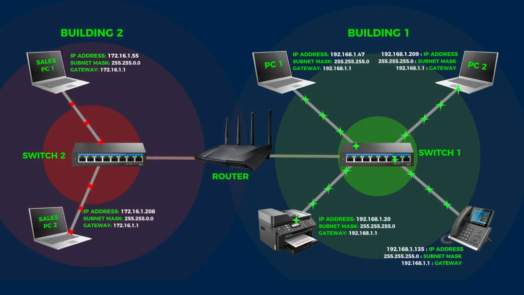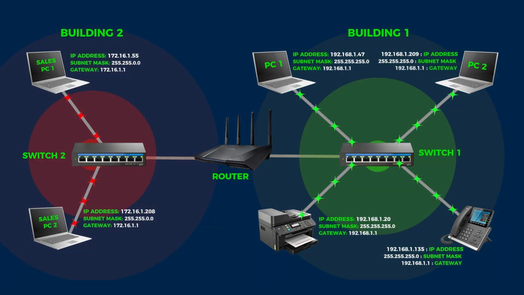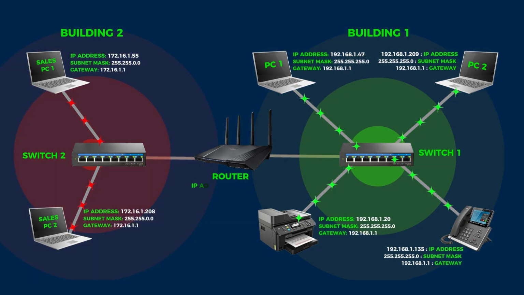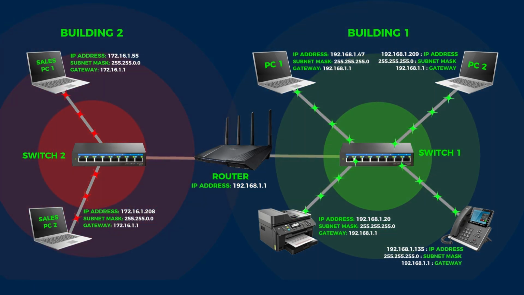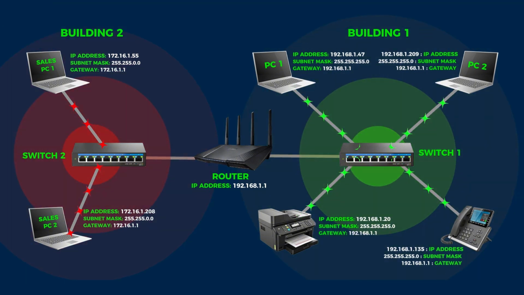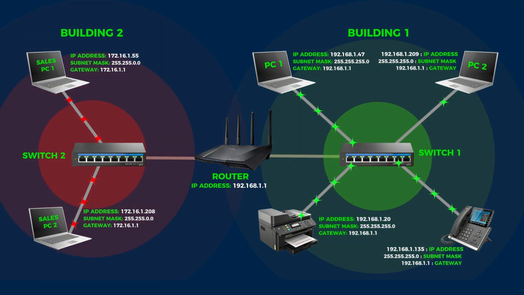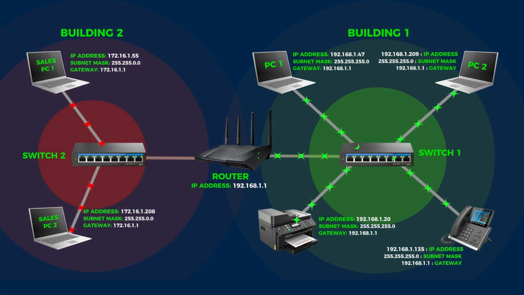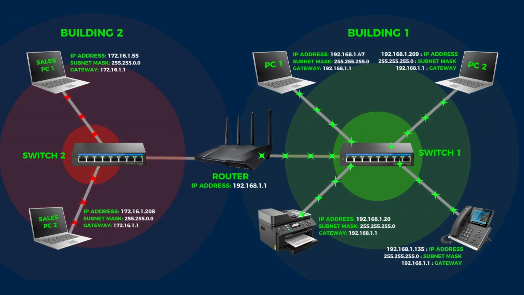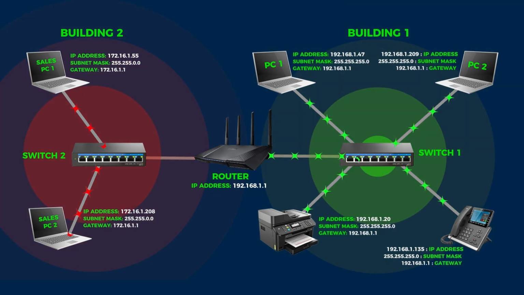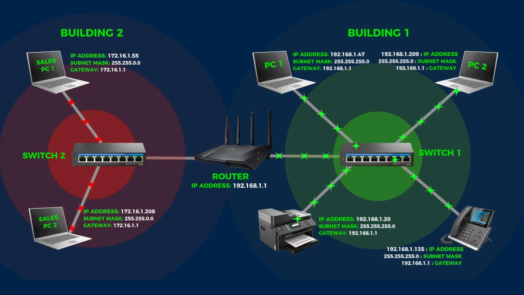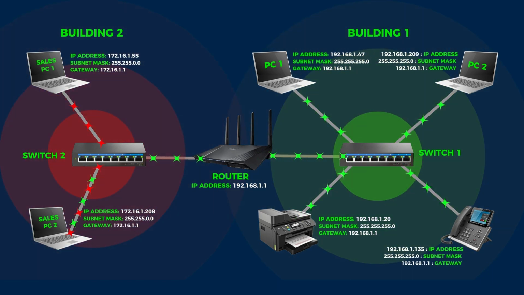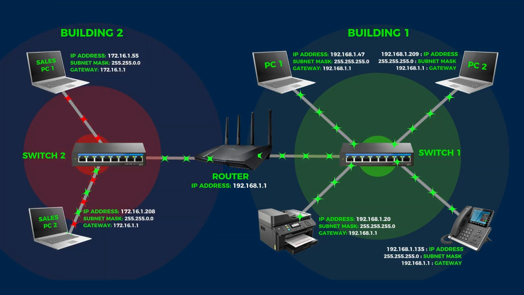So if you are over here and you're using PC2, your default gateway, 192.168.1.1, that is going to be the IP address of the router itself. So now, when traffic needs to go to a device in building 2, it simply goes to the default gateway, the IP address of the router, and the router has been configured to route traffic between these 2 networks. So now it goes on to whatever device it's supposed to go to.